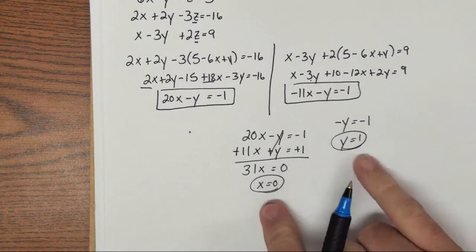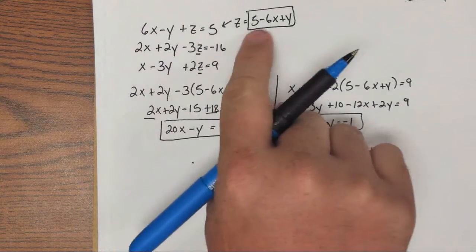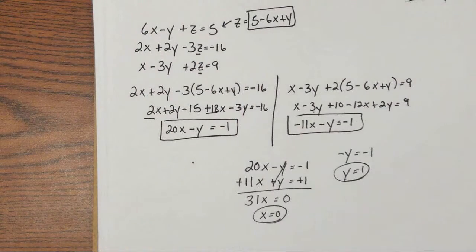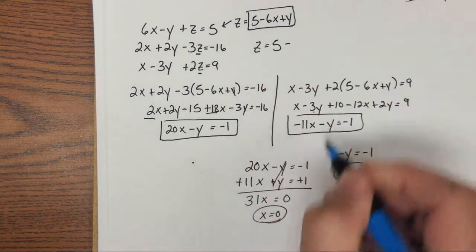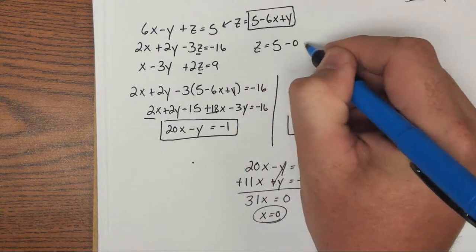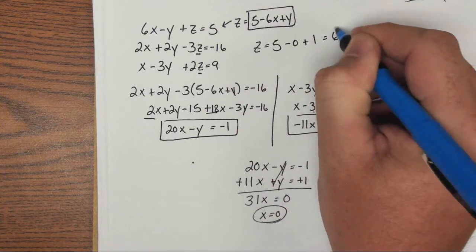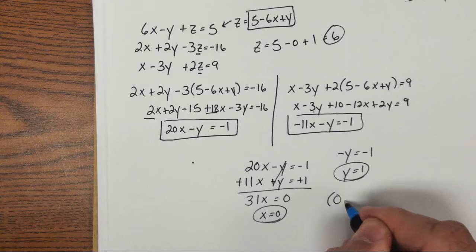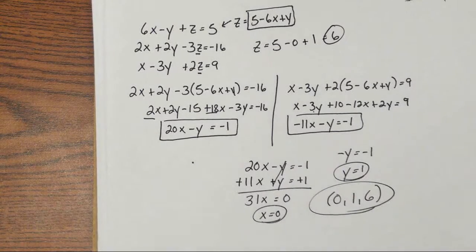You now have an x and a y. Once you have x and y, go back to one of your originals or over here. Plug that in for x and y, and you now have z. z equals 5 minus 6 times 0, which is 0, plus 1, which is 6. So x is 0, y is 1, z is 6. That's the point where the 3 cross.